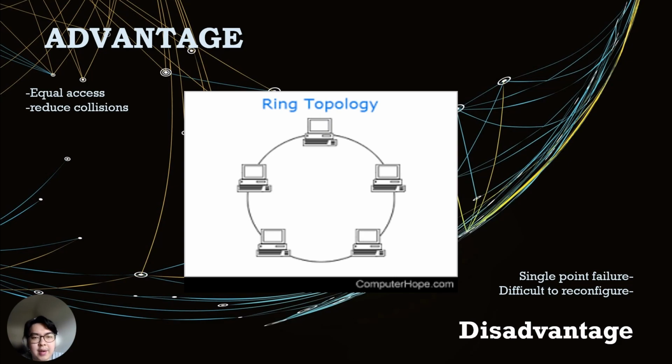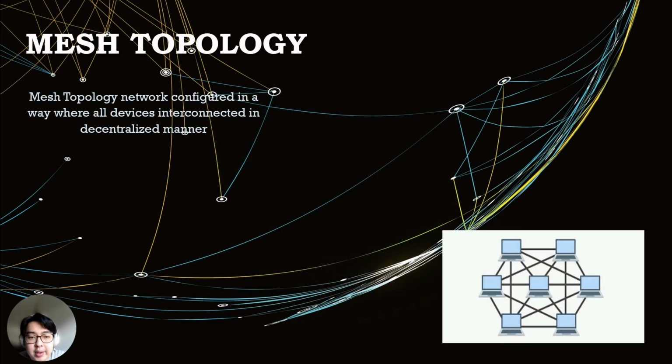in the ring. Mesh topology is configured in a way where all the devices are interconnected in a decentralized manner. It's usually used for modern wireless mesh networks to help get higher network coverage, because if one access point fails, the network can still function by rerouting the data to other access points.